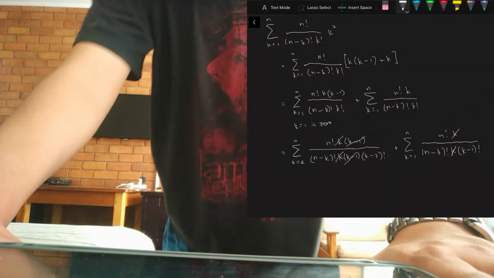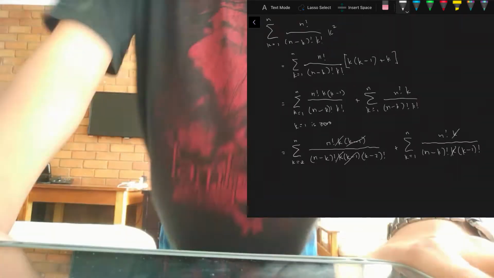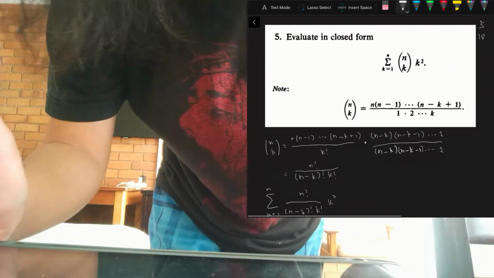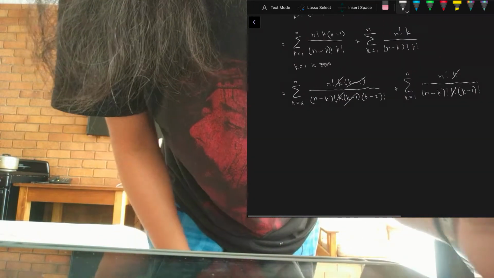11, 12, 13, 14, 15. And again, let's write that down. 15. Okay. So now, because we want a closed form, so your final answer better not have any summation in it.